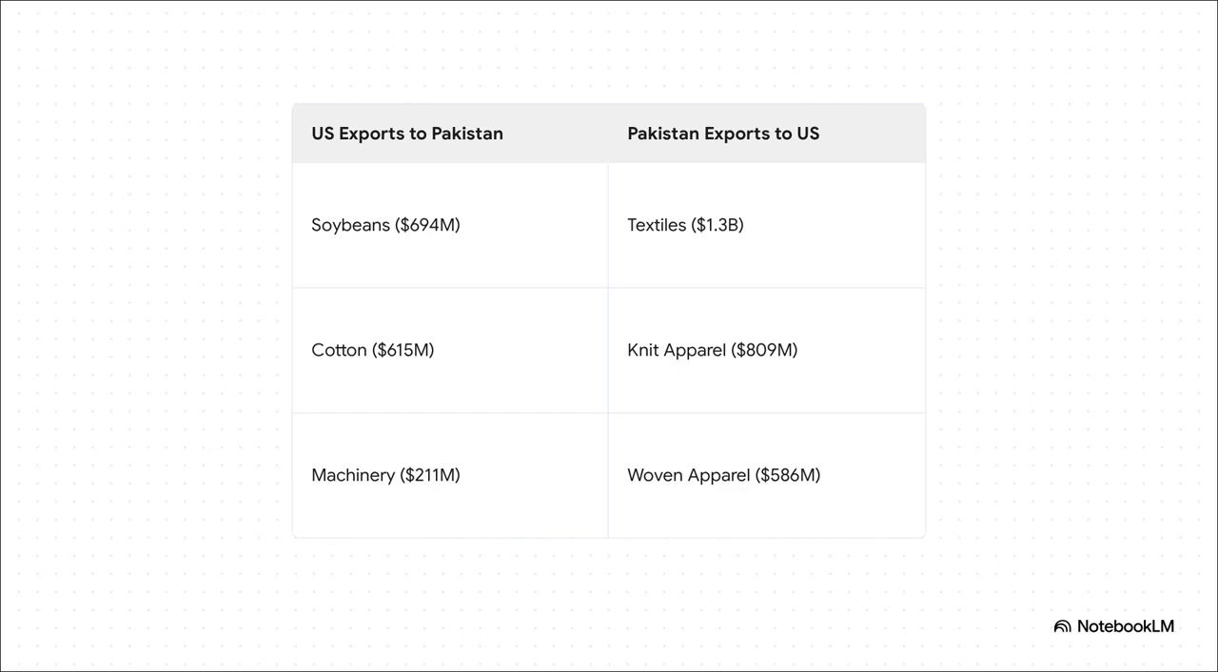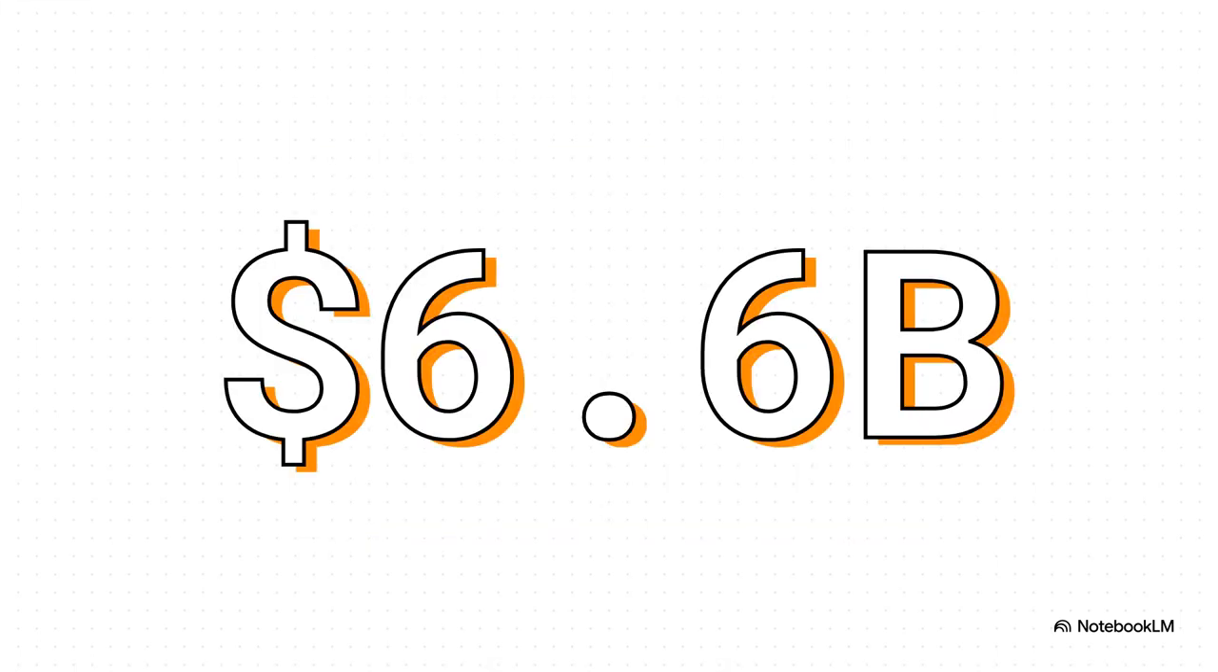Pakistan exported billions in finished products back to the U.S., including $1.3 billion in miscellaneous textiles and nearly $1.4 billion in knit and woven apparel. Get this. The United States is actually Pakistan's largest export market. Total two-way goods trade between the nations hit a whopping $6.6 billion in 2018. And here's the kicker. Pakistan actually held a $783 million trade surplus over the U.S. That is a monumental shift from the days of relying on aid handouts. Today, the relationship is anchored by billions in mutual trade.